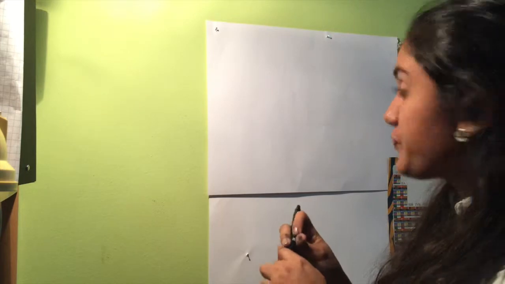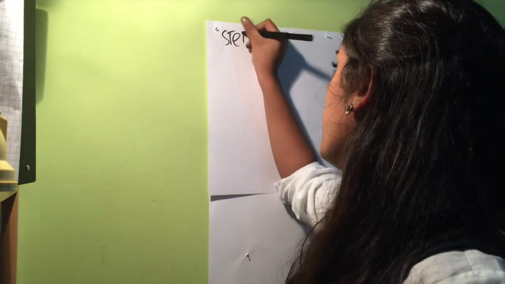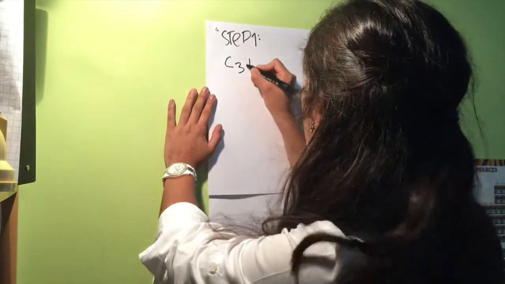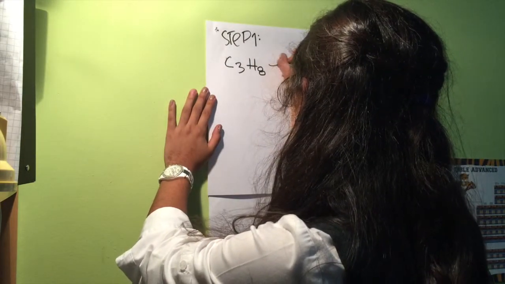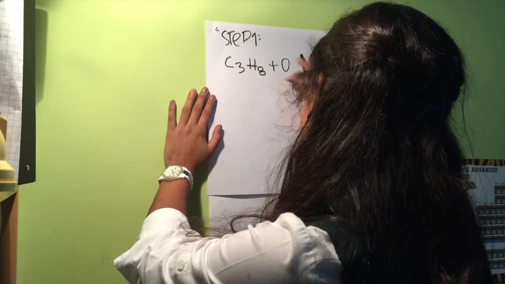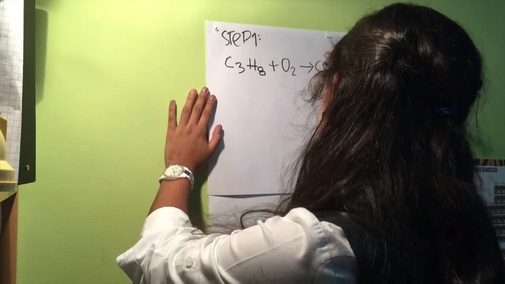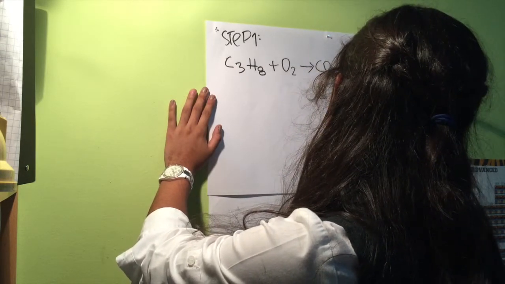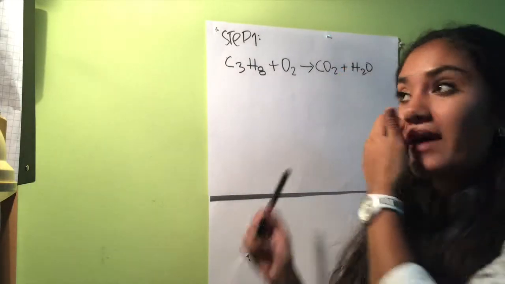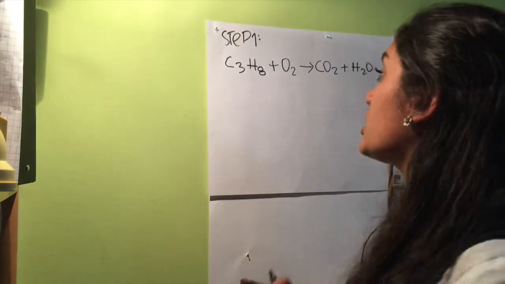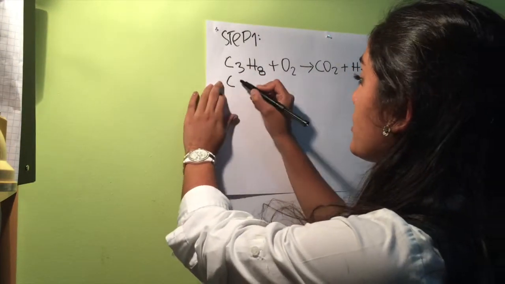Step number one with this problem is to balance the equation. We have C3H8 plus O2 on one side, and on the other side carbon dioxide plus water. We don't have the same amount here as here, so we have to balance the equation. So we are going to extract the numbers.